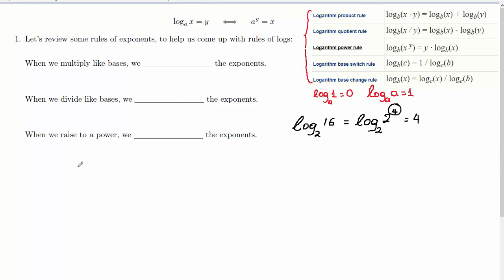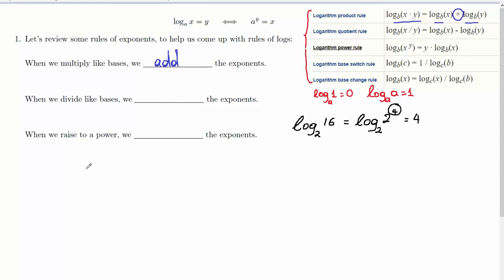But let's see first of all. When we multiply like bases, and we can see that right here, then basically what we do is that we add the logarithms. So when we multiply bases, we add the logarithms. Okay, and why is that? Definitely there is a reason.